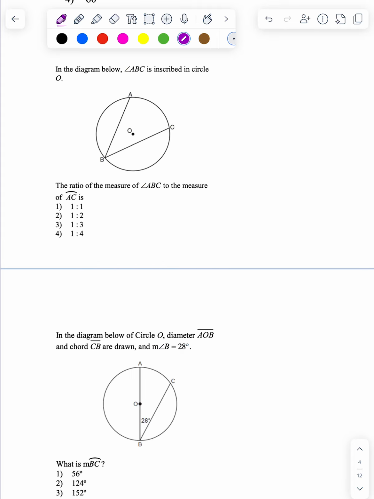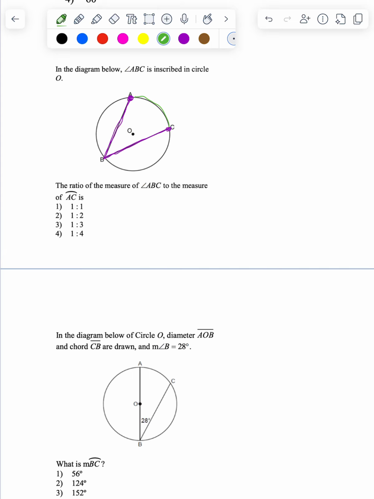In the diagram below, we have inscribed angle ABC. And what we're looking for is the ratio of the measure of angle ABC to the measure of the arc AC. So if I just highlight inscribed angle ABC, I see that one of the rays hits the circle at A, the other ray hits the circle at C. So the intercepted arc for angle ABC would be arc AC, which I just highlighted in green.